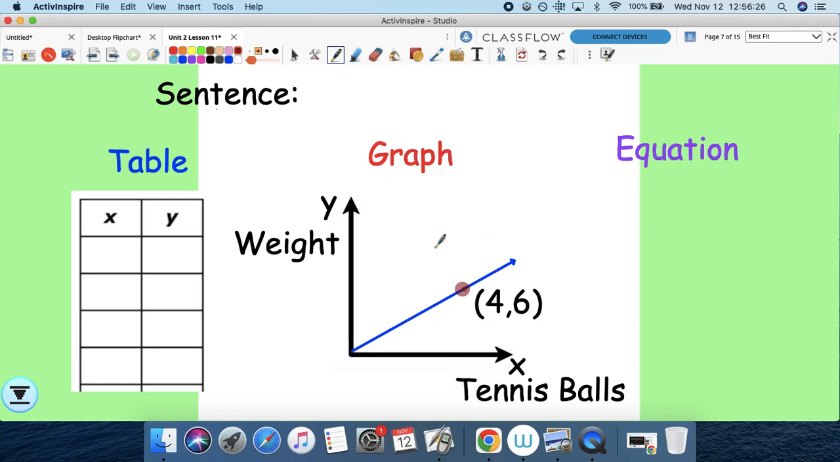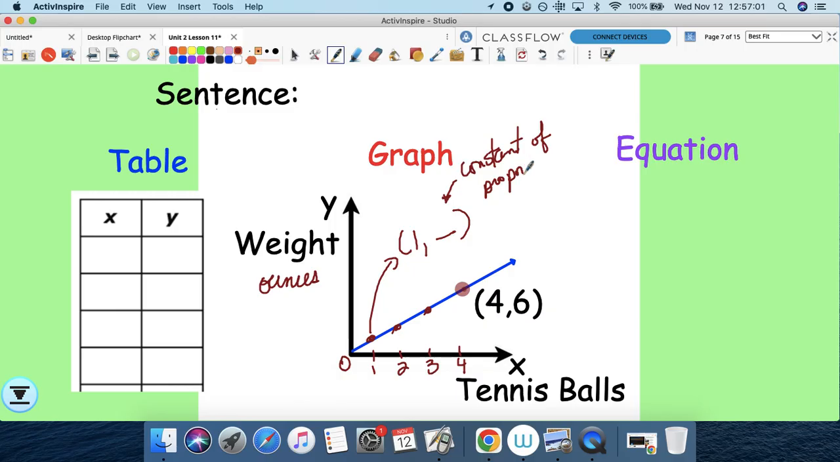This one, a little different. Let me write ounces, and I have no idea if this is true or not. I just made it up. I have a point on the graph that says, hey, 4 tennis balls is 6 ounces. So let me just write 1, 2, 3, 4. So 3 measures this many ounces, 2 is this many ounces, and 1 is this many ounces. Notice that I don't know, it's 1 comma something, right? I want to find the constant of proportionality. I want you to identify the constant of proportionality, or the unit rate.